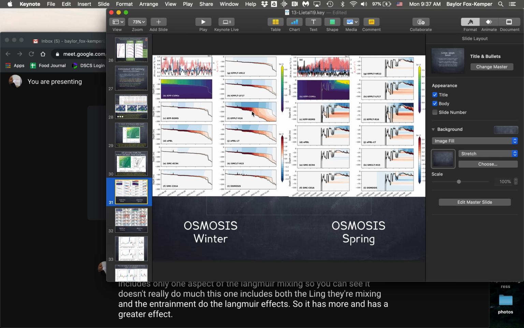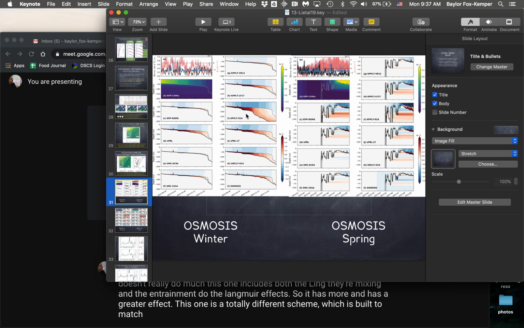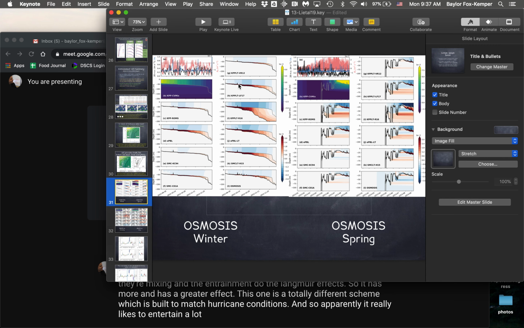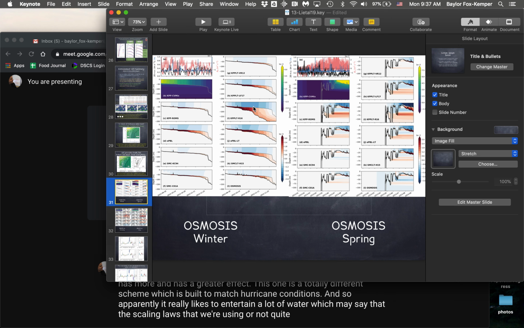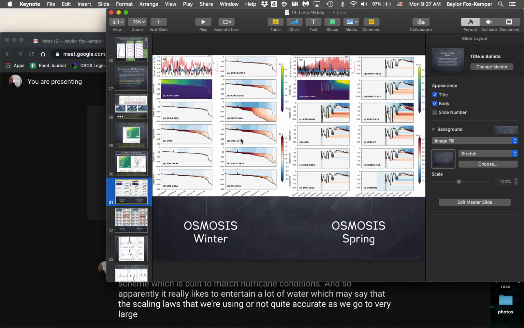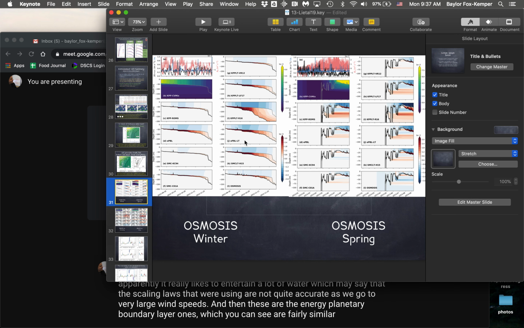This one is a totally different scheme, which is built to match hurricane conditions. And so apparently it really likes to entrain a lot of water, which may say that the scaling laws that we're using are not quite accurate as we go to very large wind speeds. And then these are the energy planetary boundary layer ones, which you can see are fairly similar to this KPP one, at least under this forcing.